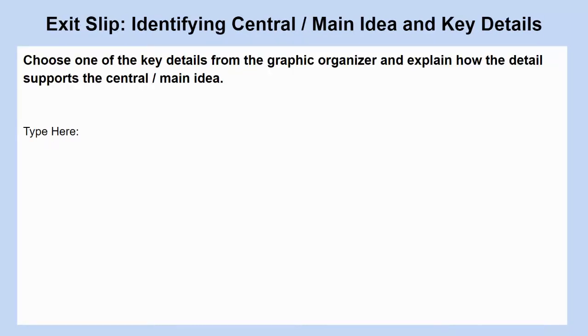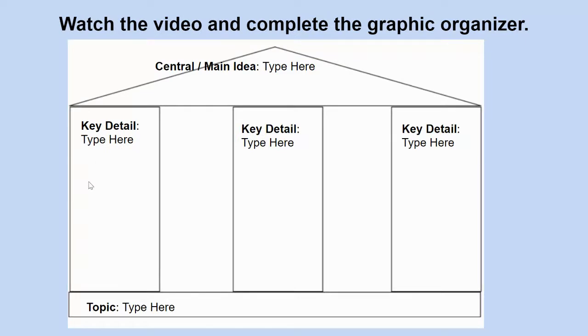To end, you're going to complete the exit slip question. Choose one of the key details from the graphic organizer and explain how the detail supports the central or main idea. You're going to be picking one of the three key details about the specific person who created a work of art. And you are going to explain how that detail about the person creating some form of art supports the idea that people were inspired by the moon.